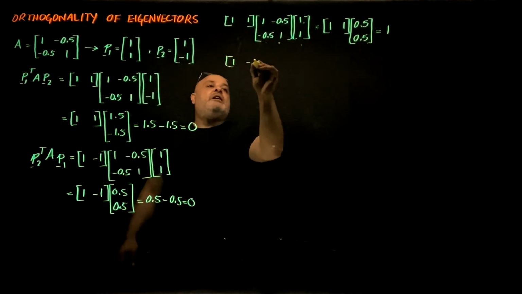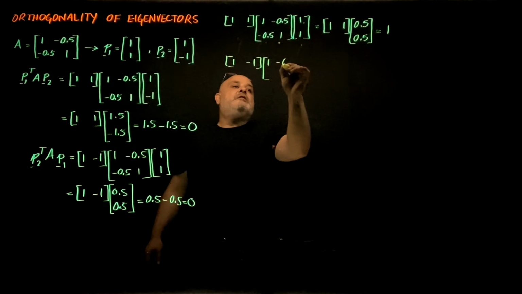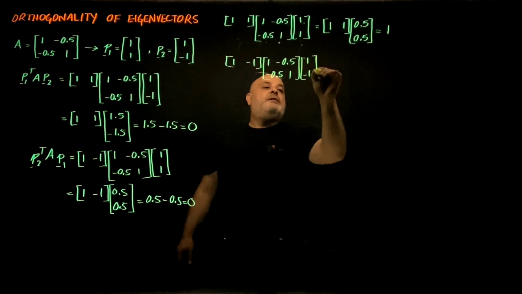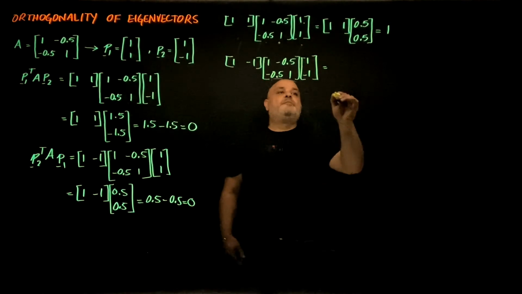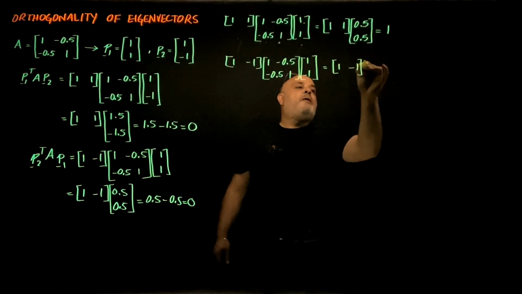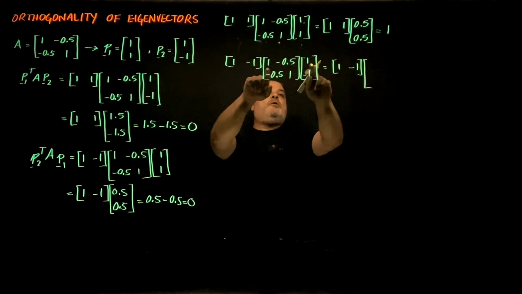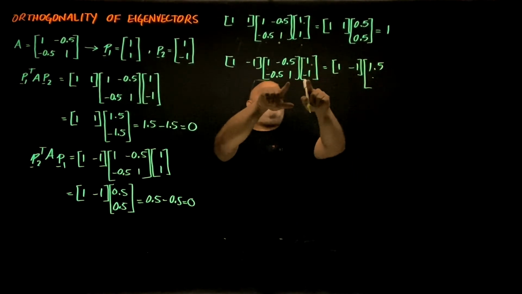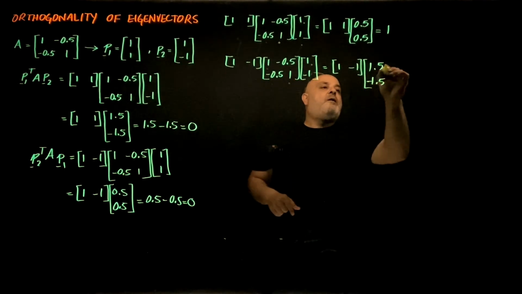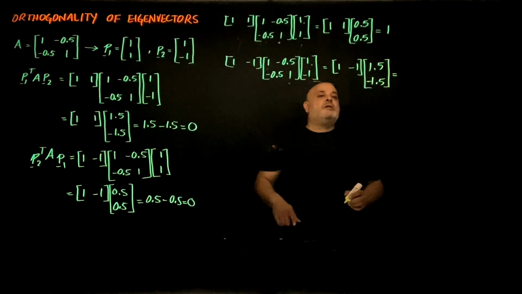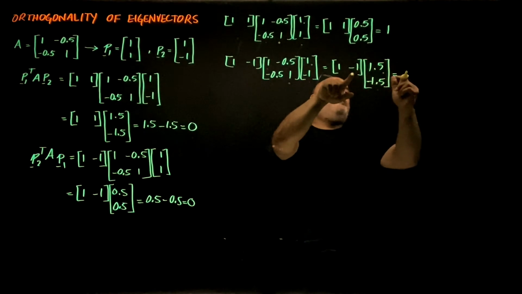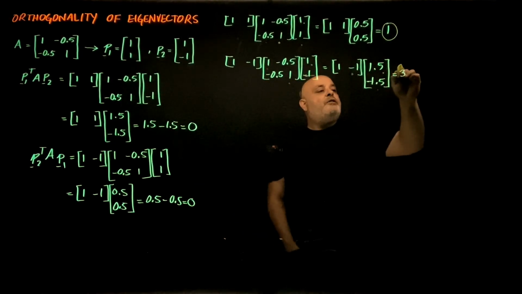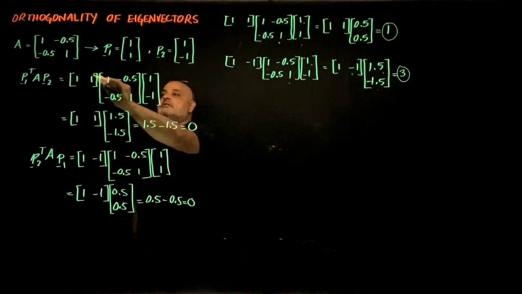Try P2, 1, negative 1, 1, negative 0.5, negative 0.5, 1, 1 and negative 1 equals 1, negative 1. 1 plus 0.5 is 1.5, and minus 0.5 minus 1 is minus 1.5. Plus 1.5, that is 3. And actually you will find out that this one and 3, these are the eigenvalues of this matrix A.